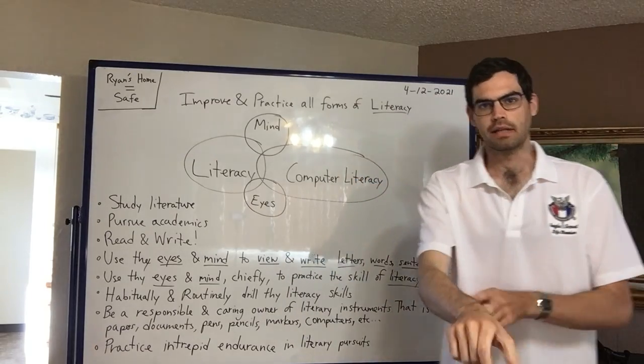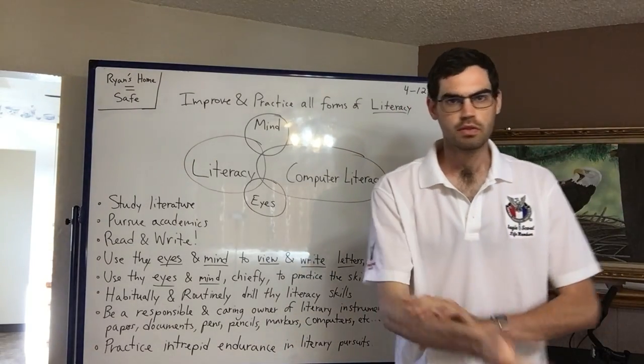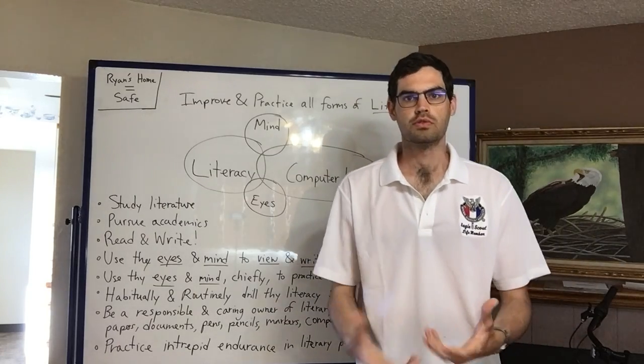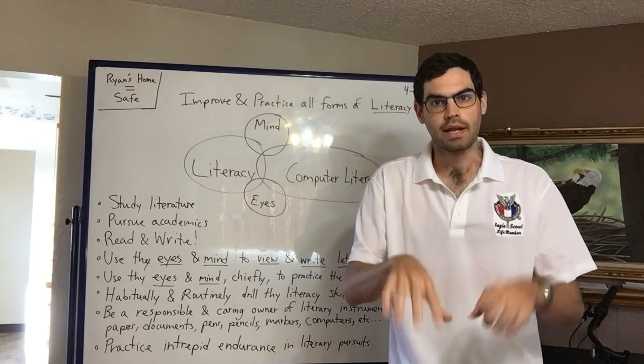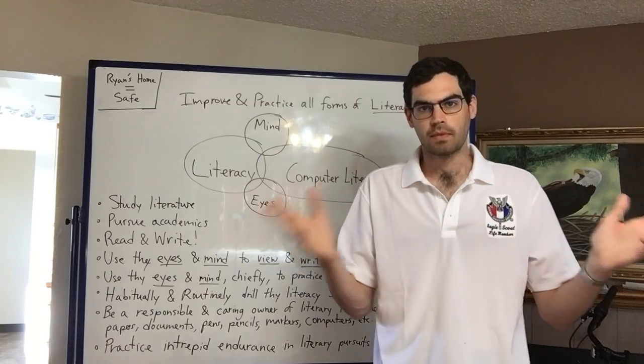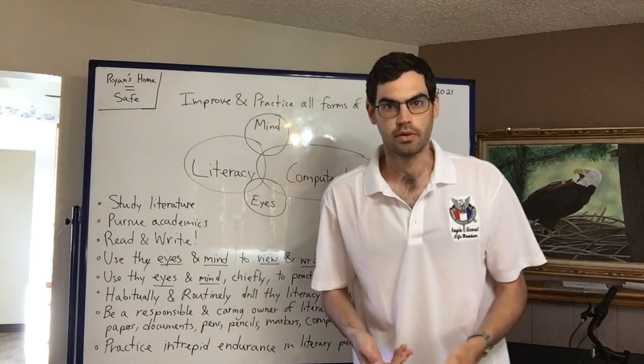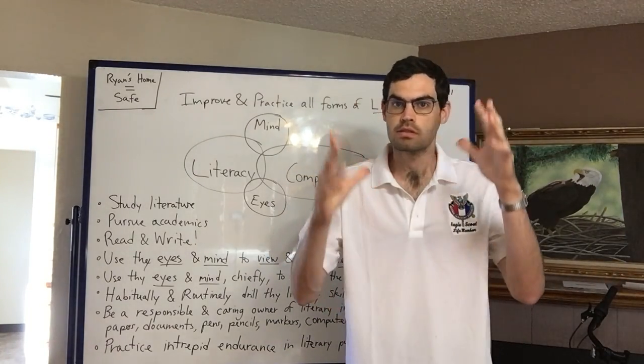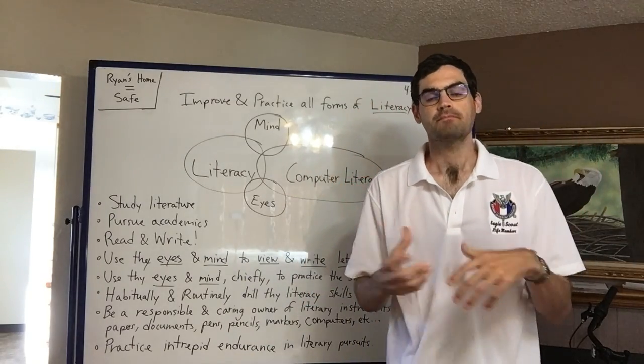Of course, we've got the hands. We can go into the physicality of the nervous system and the muscles and the tissues that are necessary for writing or typing on the keyboard, or however you may be producing your literature. Okay? But chiefly, it is the eyes, the visual system, and the mind.